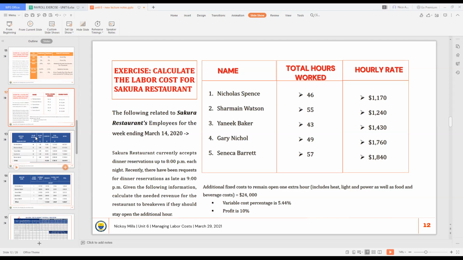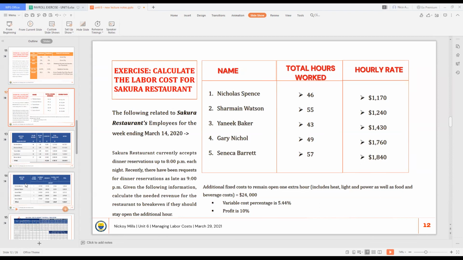All right, so there's some information to consider. Additional fixed cost to remain open one extra hour is $24,000, and this includes heat, light, power, as well as food and beverage costs. Variable cost percentage is 5.44%, and profit is 10%.